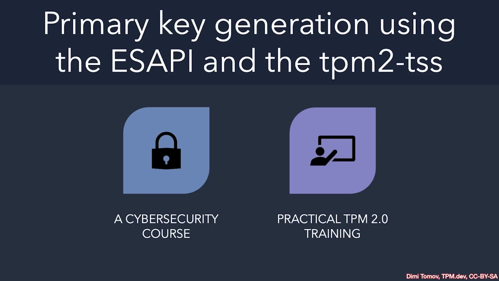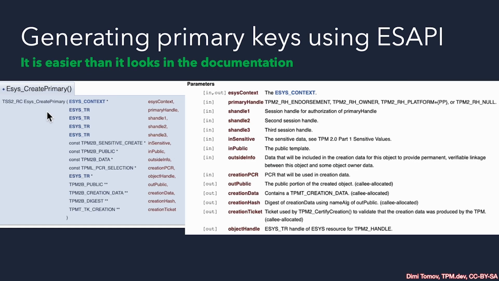Welcome to this OST2 presentation about primary key generation using the ESAPI and TPM2 TSS. Let's get into generating a primary key, because this is the foundation for any TPM operations. We need to have TPM keys in order to perform signing, generate evidence, encrypt data, seal secrets, and so on.